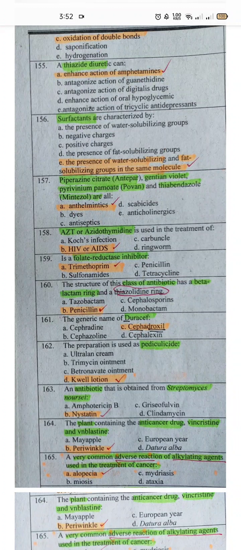159. It is a folate reductase inhibitor, that is trimethoprim. So trimethoprim is a folate reductase inhibitor.